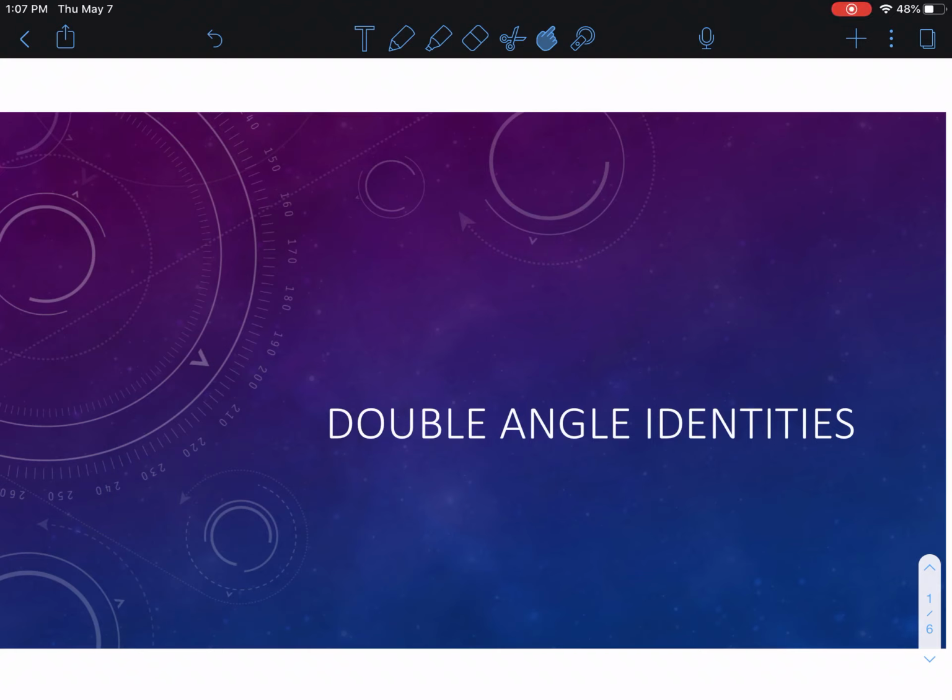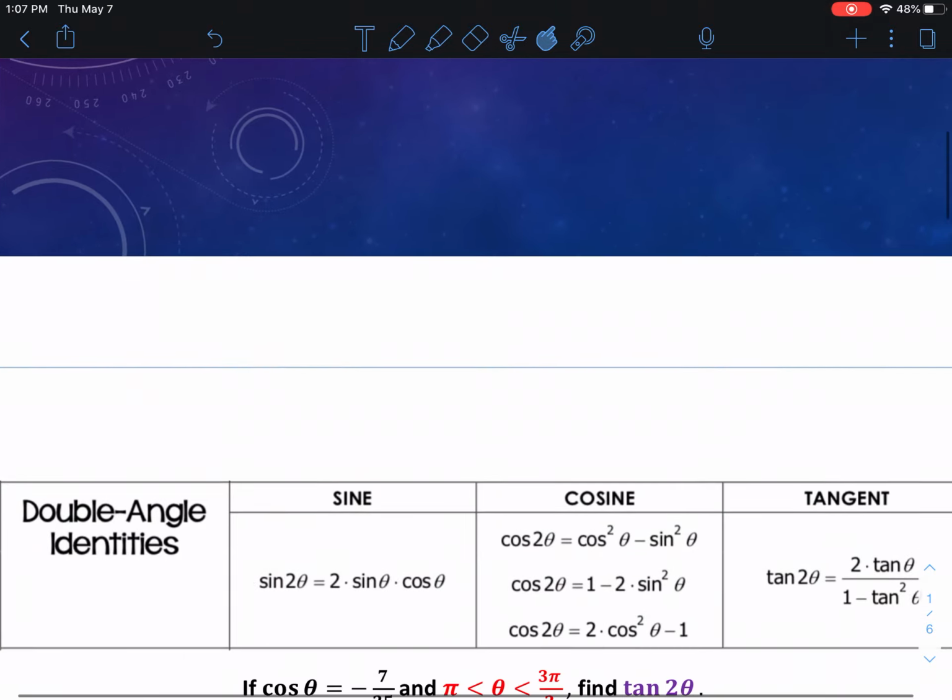Okay, so we're nearing the end of our identities unit. We're going to learn about double and half angle identities. These are our last identities that we'll talk about. We will have one more lesson on how to prove double angle identities, but then that will be it. Okay, so let's take a look at double angle identities.